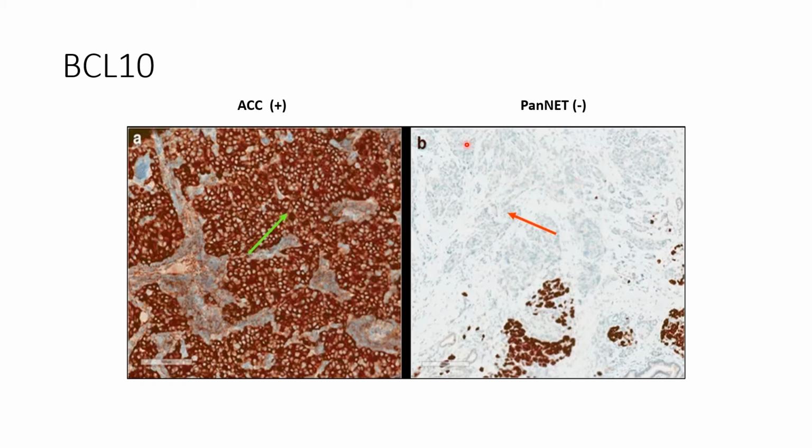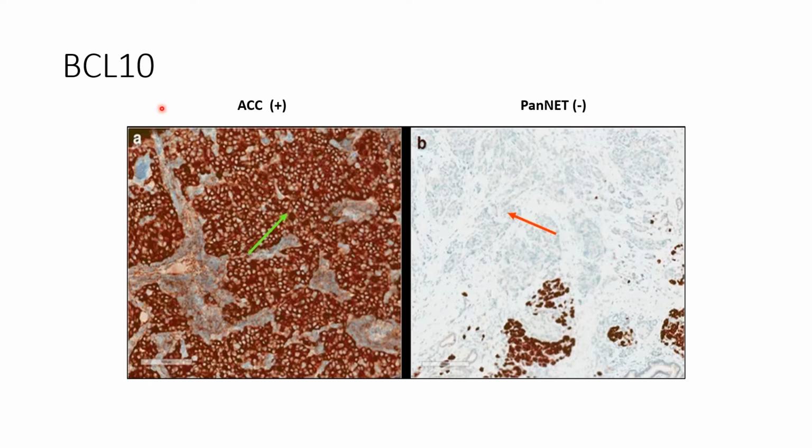But here we can see that these malignant cells or glandular structures are negative for BCL10 because they are not acinar structures. They are PanNETs, pancreatic neuroendocrine tumors. So these are the neuroendocrine malignant cells, and they are negative for BCL10. But here we can see the brown staining. So they are normal acinar cells, and that's why they are positive for BCL10.